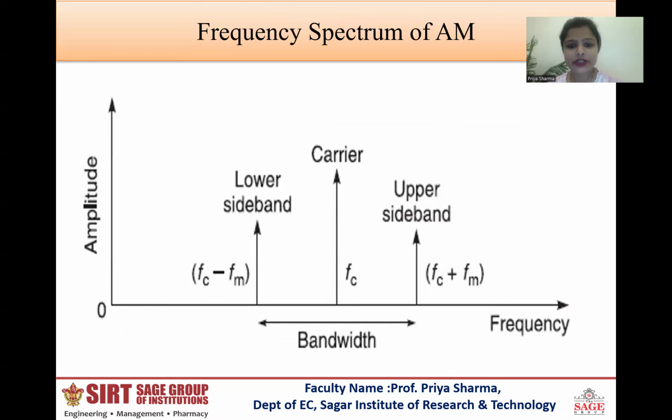So this is the frequency spectrum. It consists of three components. First is the carrier component, fc, which is the frequency of the carrier wave, then the upper sideband and the lower sideband. The upper sideband has a frequency of fc + fm, that is the addition of the frequency of the carrier and the frequency of the message signal. And the lower sideband is the difference of the frequency of the carrier and the frequency of the message signal. The bandwidth is given as upper sideband minus lower sideband, so it comes out to be twice fm, that is twice the frequency of the message signal.